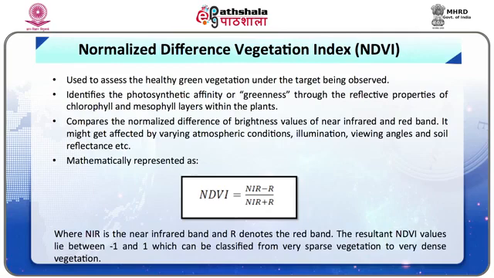It compares the normalized differences of brightness values of near infrared and red bands. It might get affected by varying atmospheric conditions, illuminations, viewing angles and soil reflectance. Mathematically, NDVI can be represented as given in equation 2, that is NDVI is equal to NIR minus R divided by NIR plus R, where NIR is the near infrared band and R denotes the red band. The resultant NDVI values lie between -1 and +1, which can be classified from very sparse vegetation to very dense vegetation as shown in table 2.